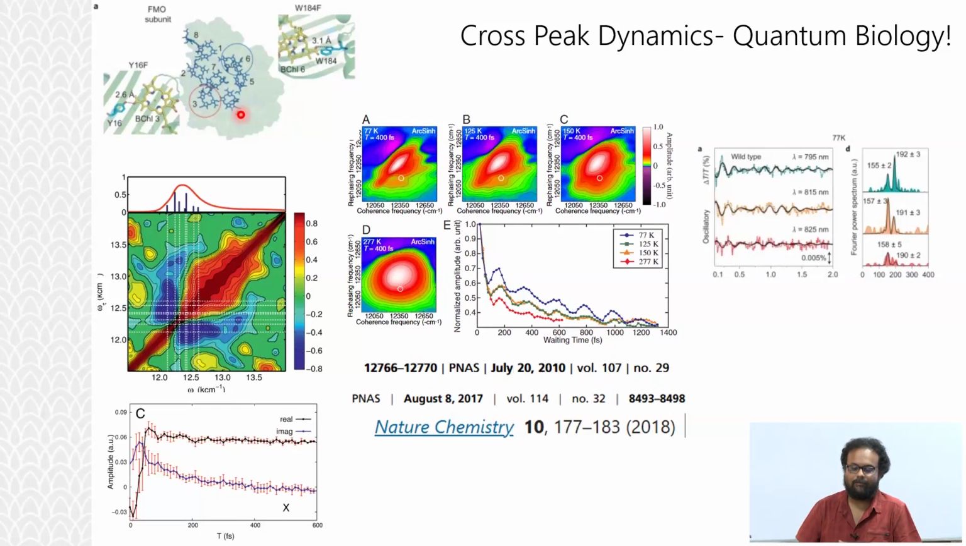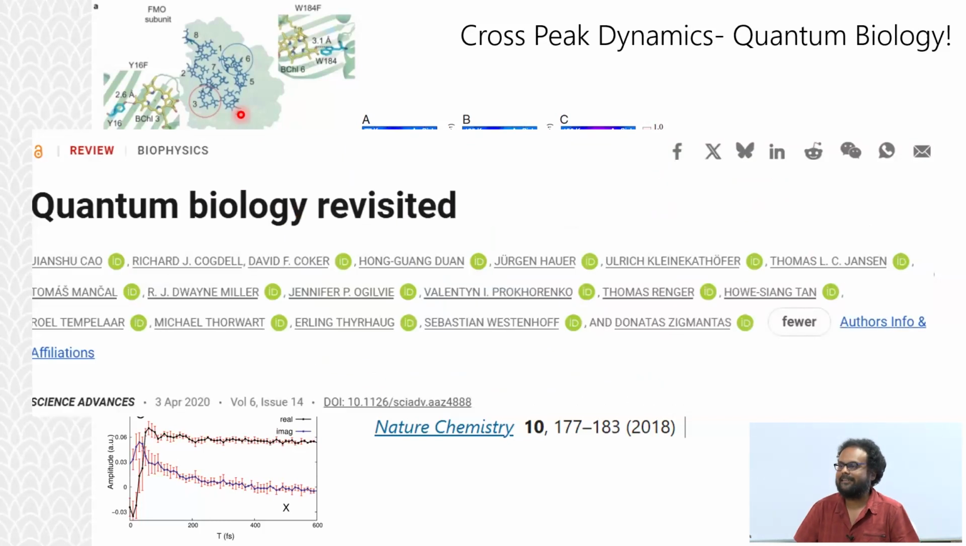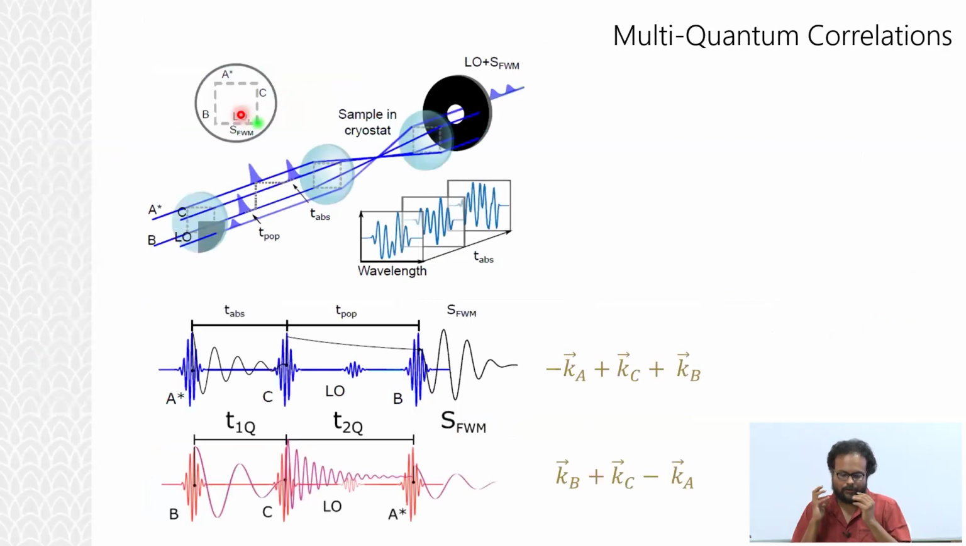And if you are interested, I strongly suggest you go and read this extended review called Quantum Biology Revisited. All the big names of the 2D community are there. It's very nicely written, with a very nice discussion of how 2D spectroscopy probably yielded some information which was not rightly interpreted. The data was clean, spectacular data, but it was probably not accurately interpreted, and later on it was clarified. So it's a very nice historical perspective. Okay, so that's about cross peaks. Any questions so far?